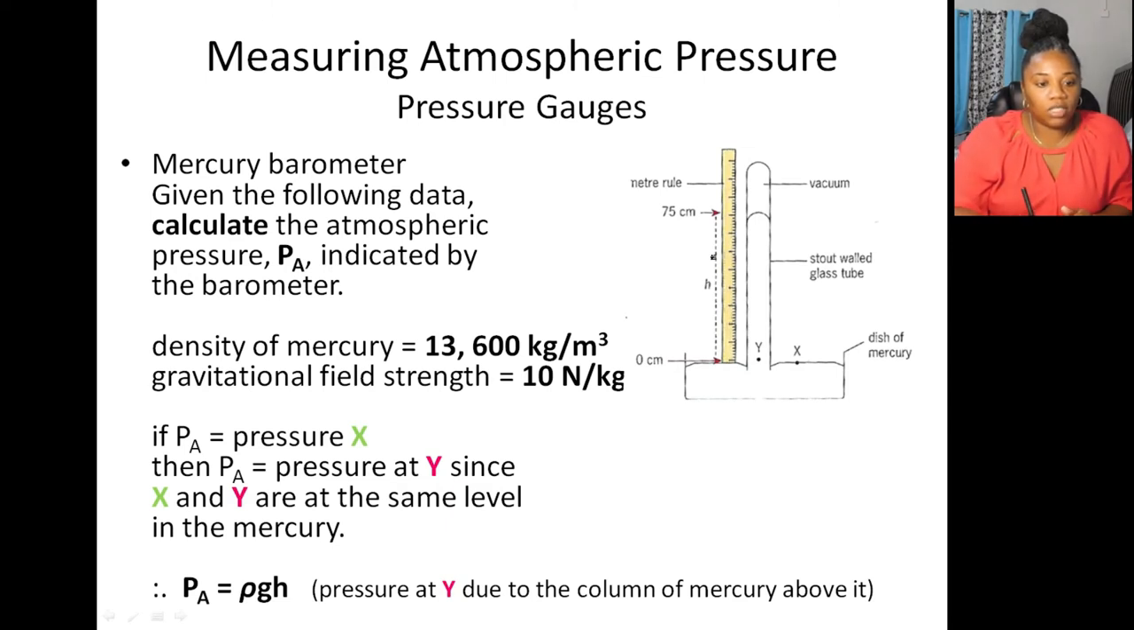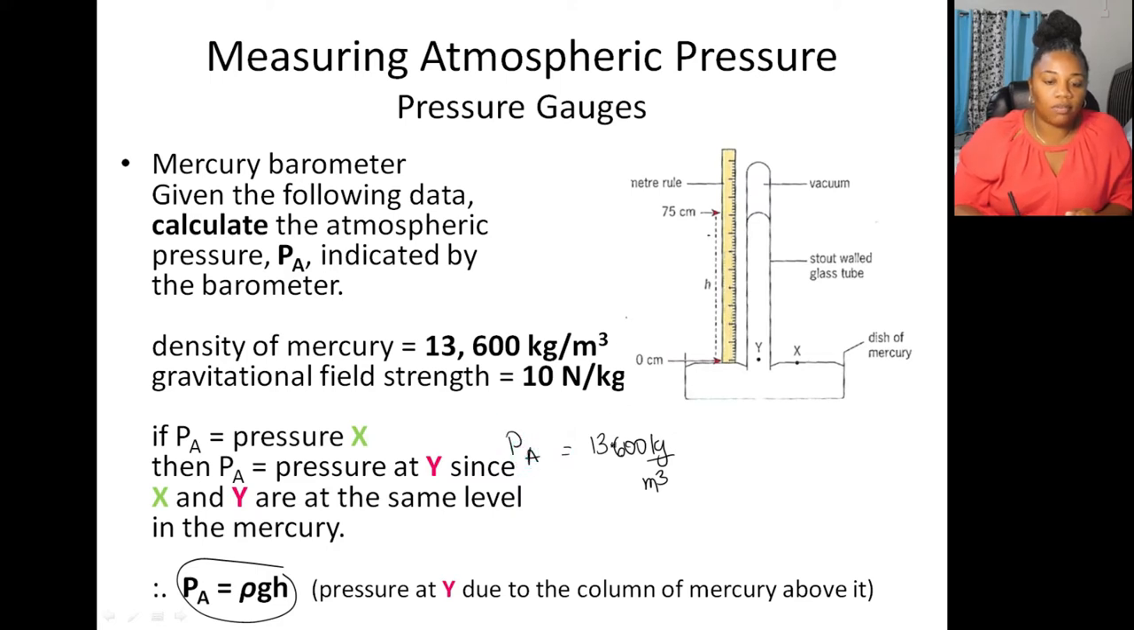So the density of mercury, so we're using this, and we have the density, which is 13,600 kg/m³. So we're using this equation to solve the question. Calculate the atmospheric pressure. So we're calculating PA, and we have the density, and we know the gravity is 10 newtons per kilogram, and then we know that the height is 75 centimeters, and we could convert that to meters by dividing by 100. So we have 0.75 meters.